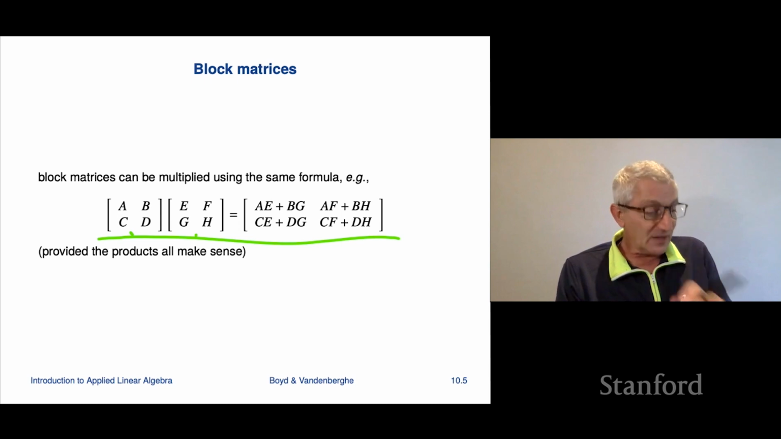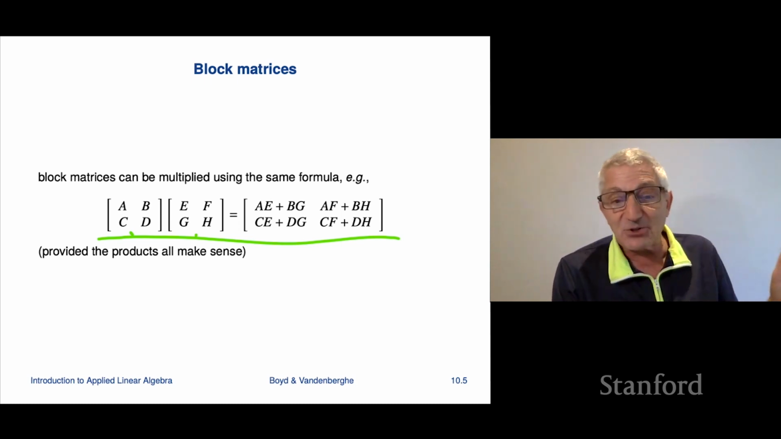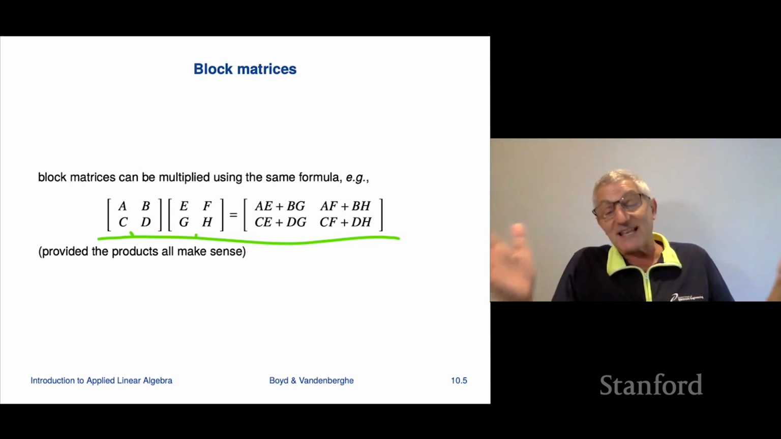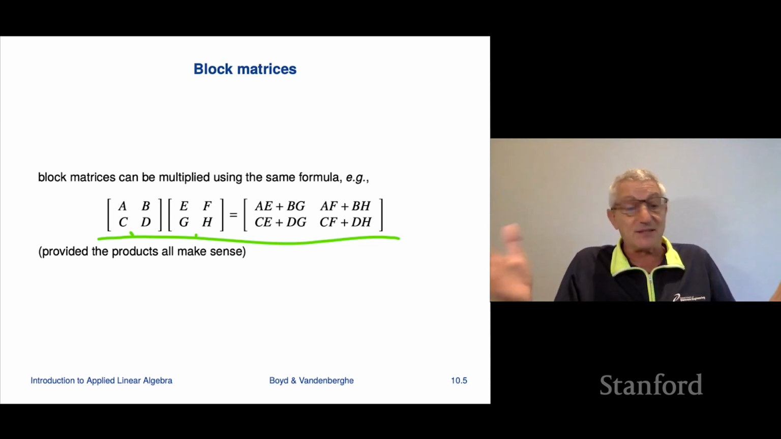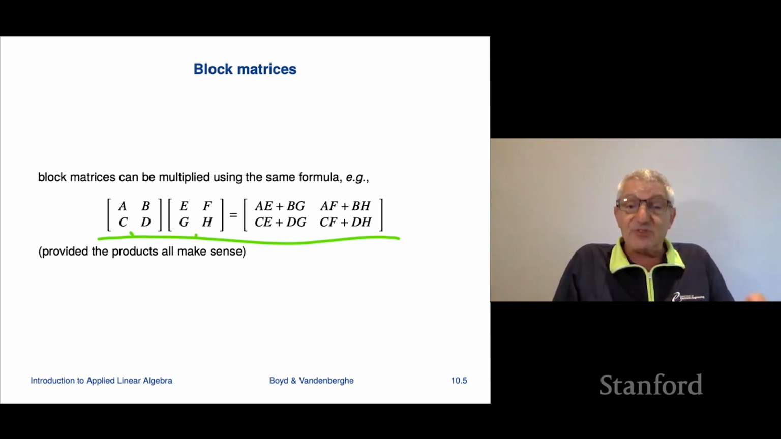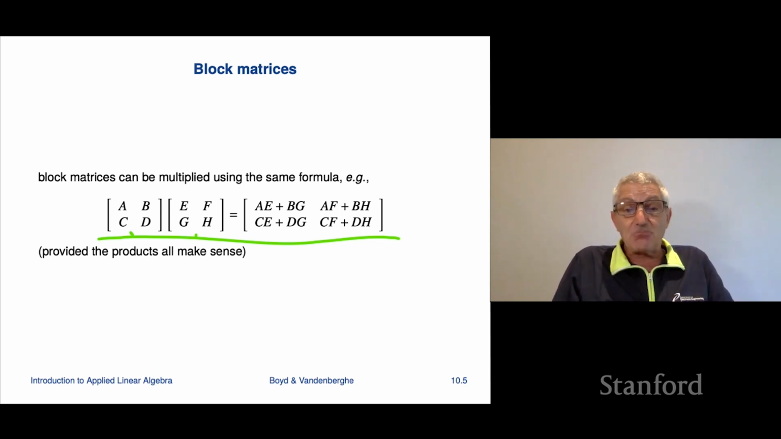These are block matrices. So A, B, C, and D can themselves be matrices, as can E, F, G, and H. Now, for all of this to make sense, any matrix I write down here when I'm multiplying has to have the right dimensions. Otherwise, this is all, well, it's meaningless, right? But if these are valid products, then this identity holds. So it says that we can do matrix multiplication by blocks, which is actually kind of cool.